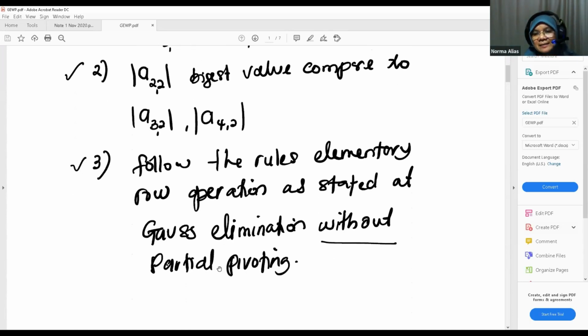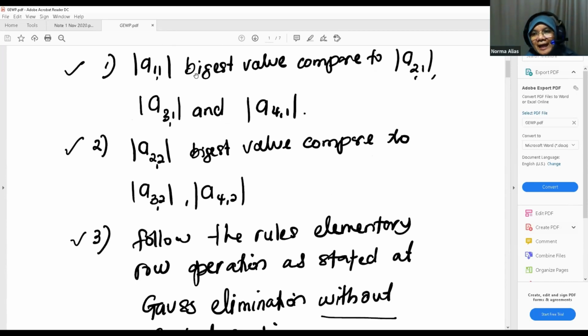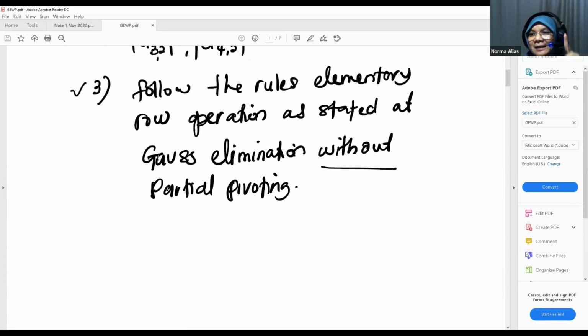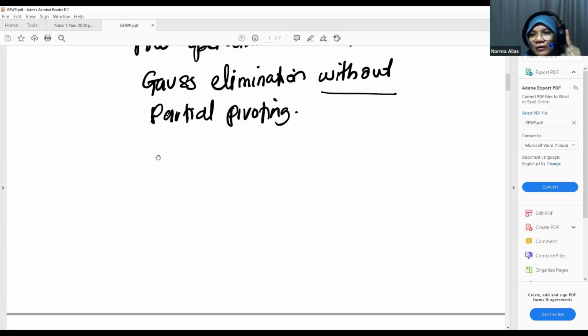Then the third is you need to follow the rules for the row operation as stated in Gauss elimination without partial pivoting. That means you need to follow the three rules: rearrange, rescale, and rearrangement. There are three operations for elementary row operation. Please don't forget to make sure that A11 is always the biggest, A22 always the biggest. So this is a row you need to change, changing by row for the biggest value.